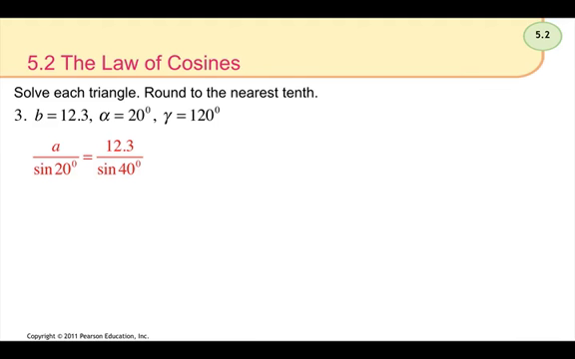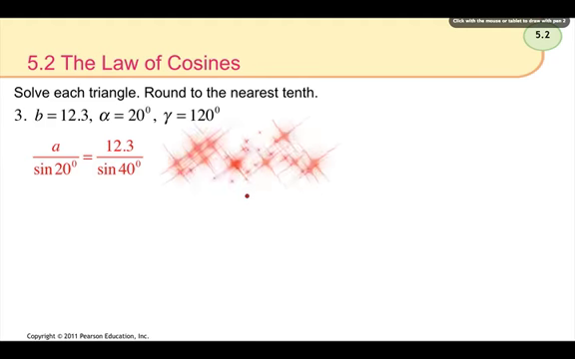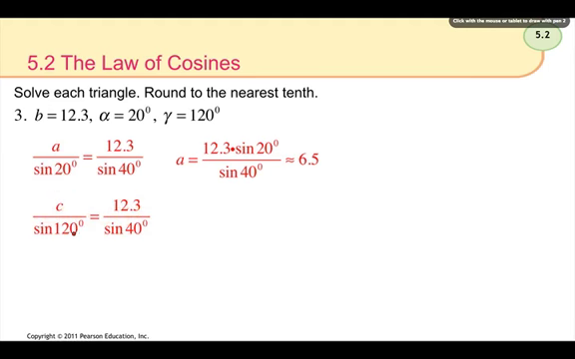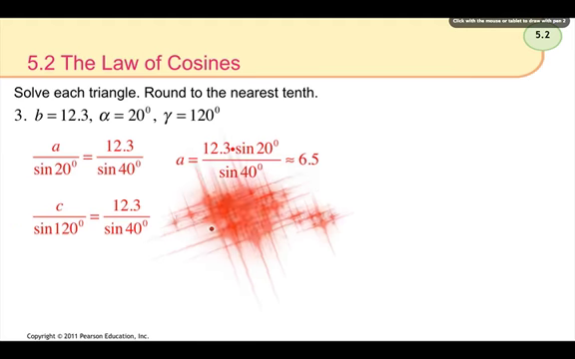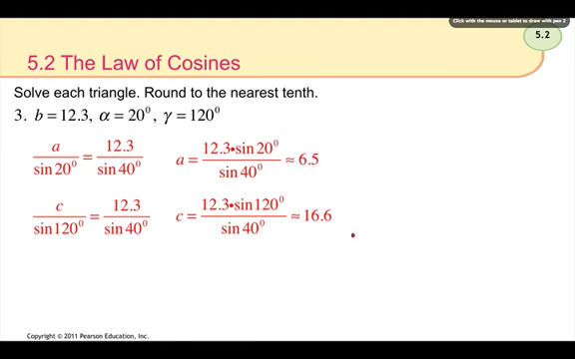Proportion. So at this point, to solve for little a, I'm going to multiply both sides by sine of 20. And this is what I get. And I get approximately 6.5. Now I'm going to find little c using the law of sines. And I get the following. If I multiply both sides by sine of 120, this is what I get.